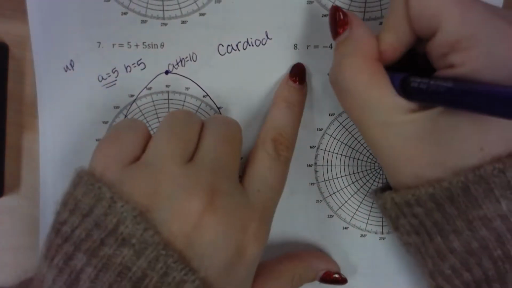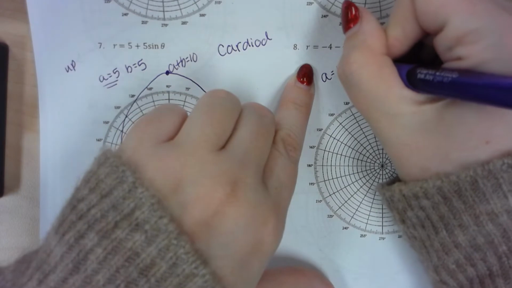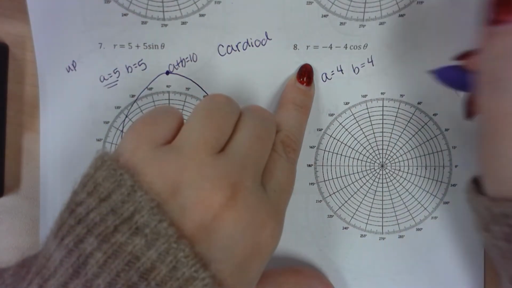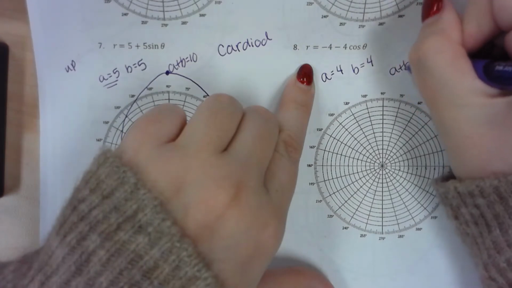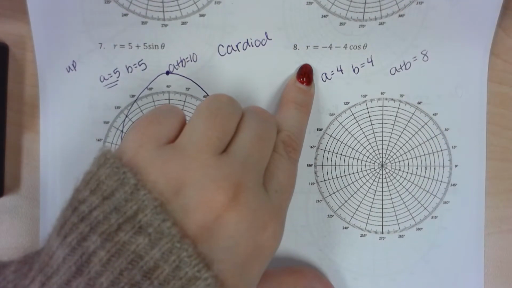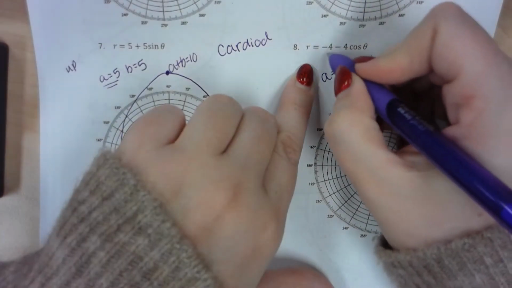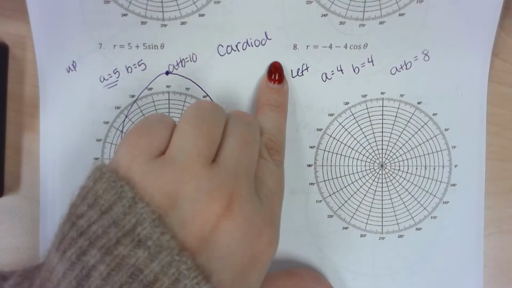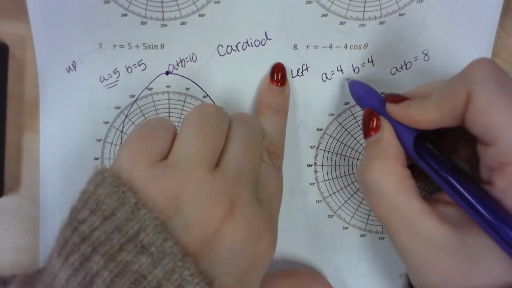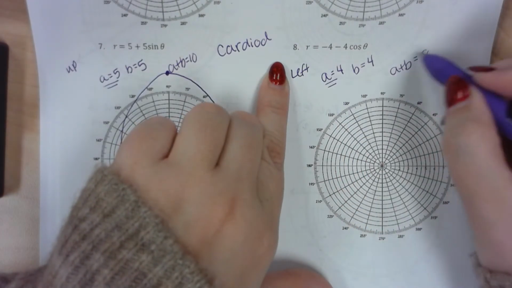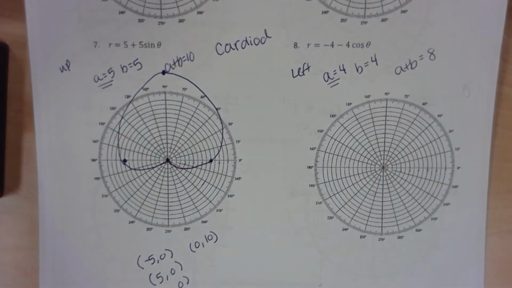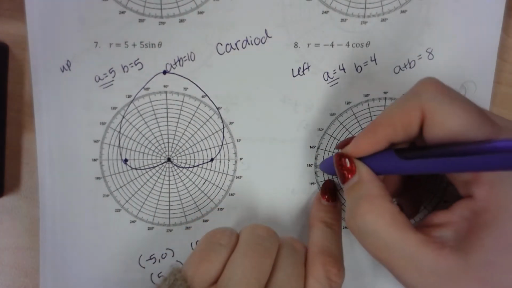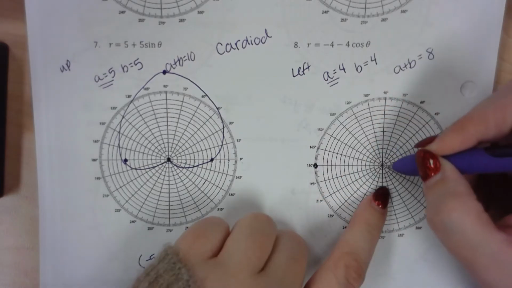Number 8, we know A is 4 and B is 4. So when we add those, we get 8. Because they're negative and it's a cosine, we're going to be opening left. So these are going to tell us our intercepts. This is going to be how far we're going out. So we're going to go to the left 8 units, which would be at the end here.